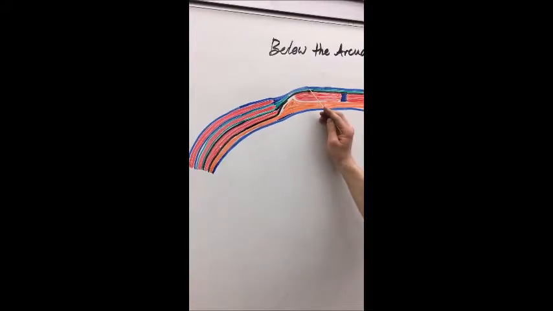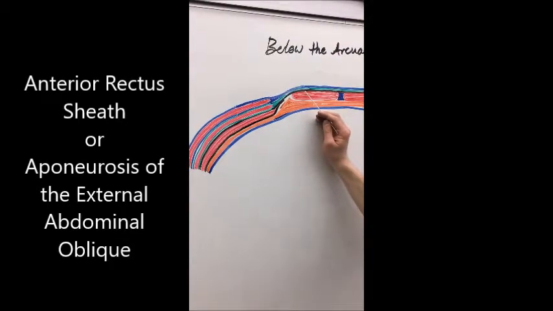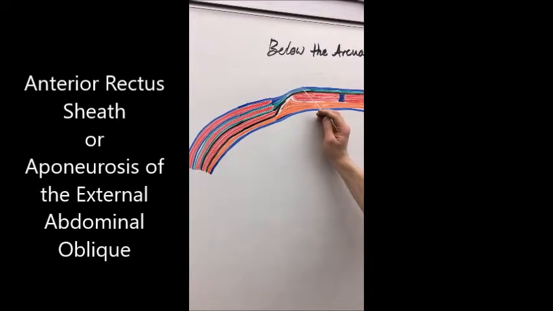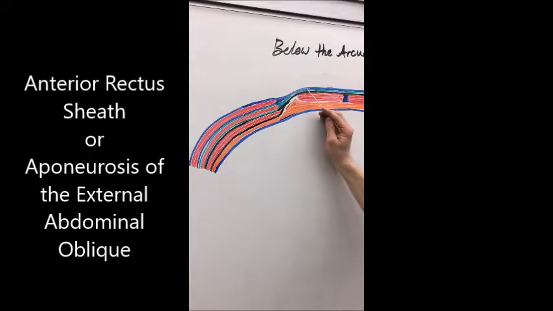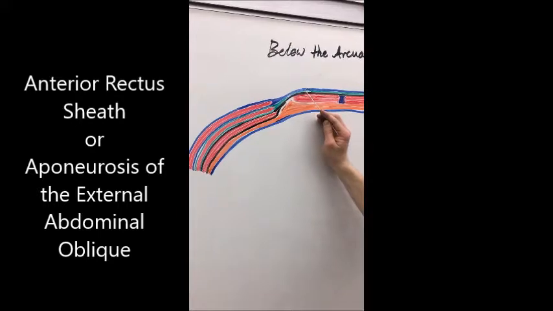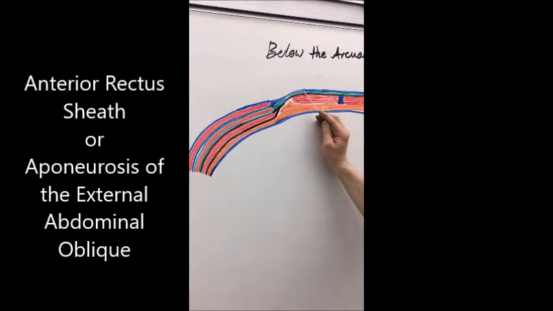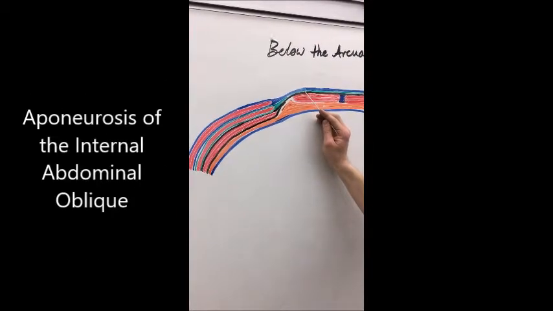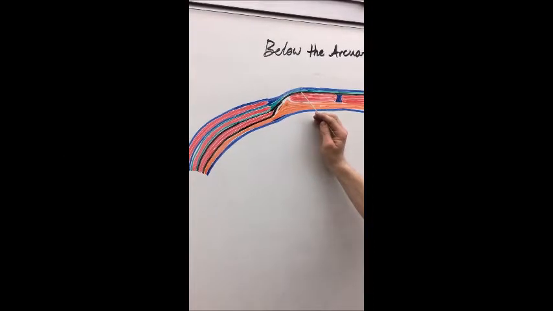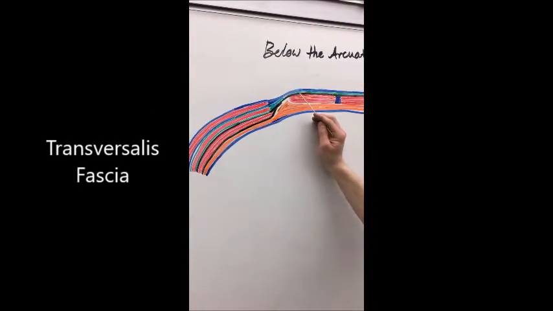These blue, green, and black layers make up the anterior rectus sheath, and more specifically, they make up the aponeurosis of the external abdominal oblique. The green is the aponeurosis of the internal abdominal oblique, and the black is the transversalis fascia.